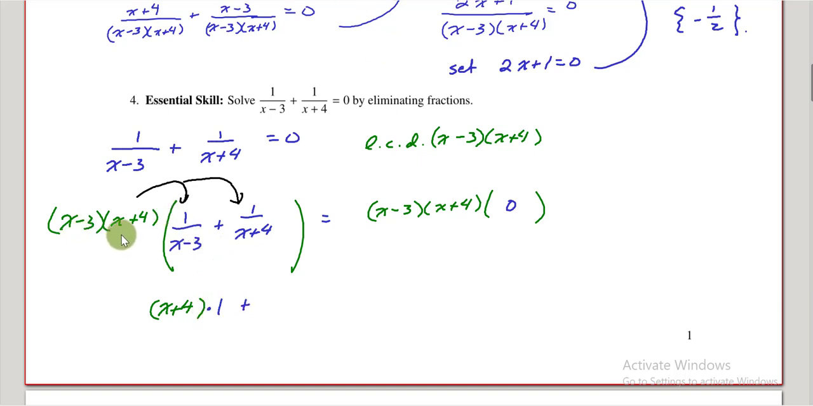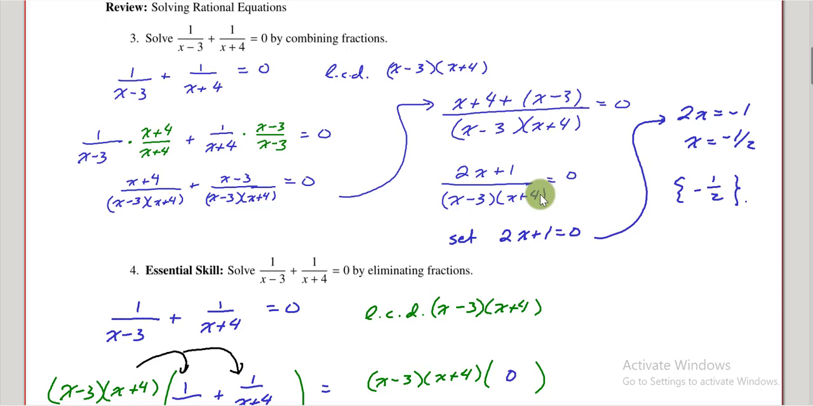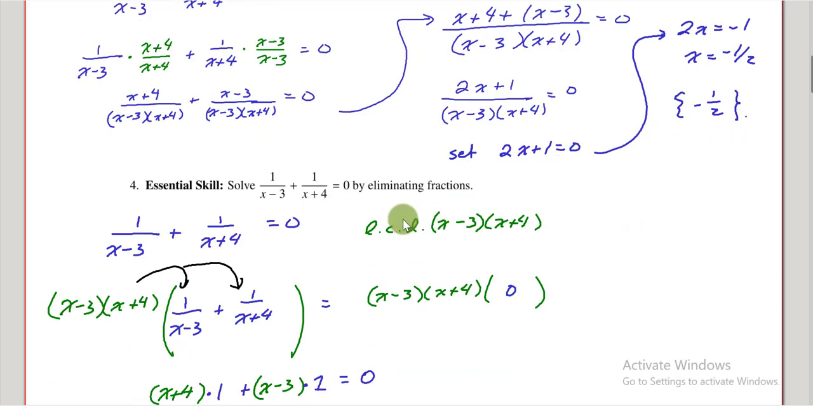For the second term, similarly, when I distribute the x minus 3 times x plus 4, that LCD, to the second fraction, the factors of x plus 4 divide out, and I'm just left with x minus 3 times 1. And on the right-hand side, we multiplied the LCD, but we multiplied it to 0, so we just ended up with 0. And what I want to point out here, folks, is notice that in one step, by multiplying both sides of the equation by the LCD, I've eliminated fractions from this problem in one step.